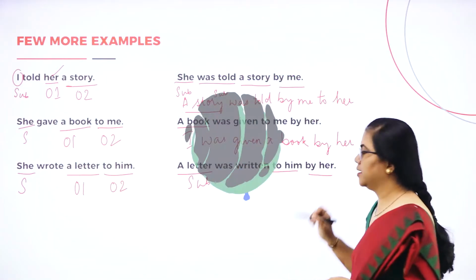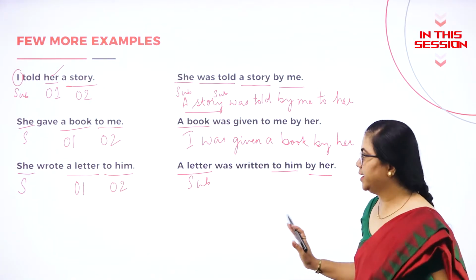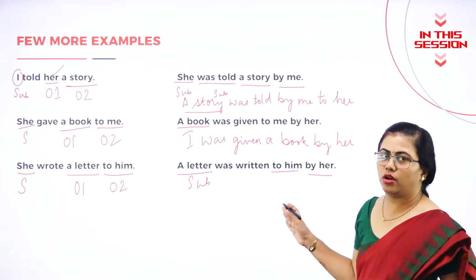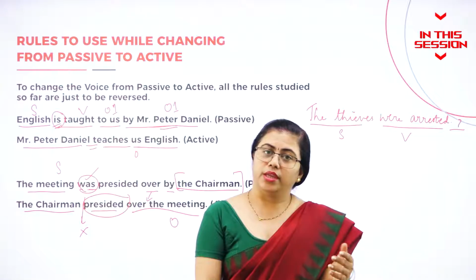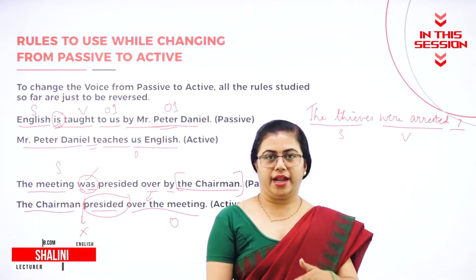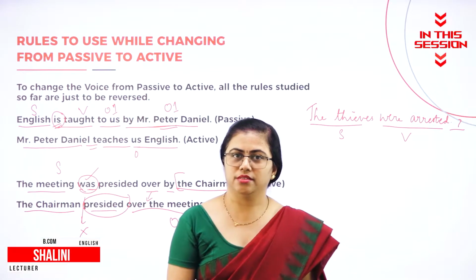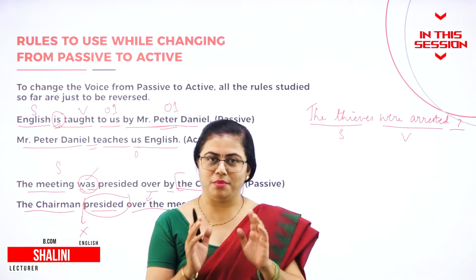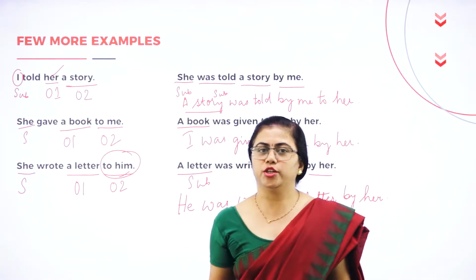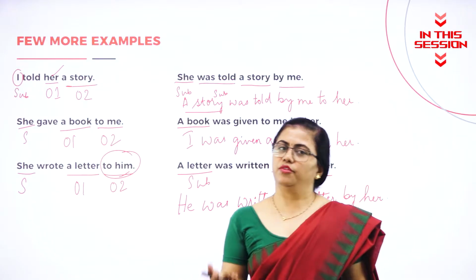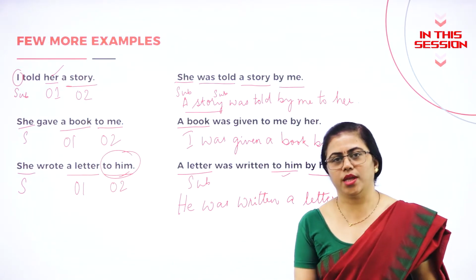Written to him by her. Again, there are two objects. That is, the subject is coming to an object, and here the second object is written as it is. You can change from passive to active even if there is no object. But you can't change from active to passive if there is no object. If you want to put object 2 first as the subject, you can put it. If you want to put object 1 as the subject, you can put it.